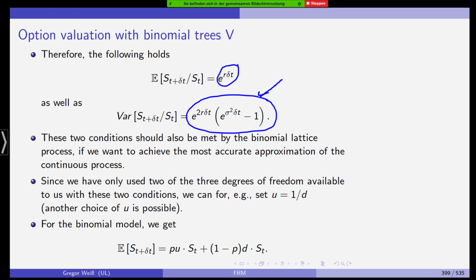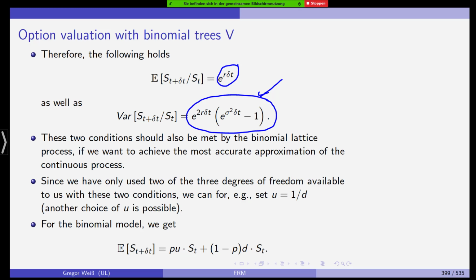These are two requirements for the binomial lattice process to be as good an approximation as possible to the geometric Brownian motion. And since we have only used 2 of 3 degrees of freedom available to us, we can also make another assumption. In this case here, we said u equal to 1 over d. We can also use different choices of u. We'll see this later on, but we said u equal to 1 over d.